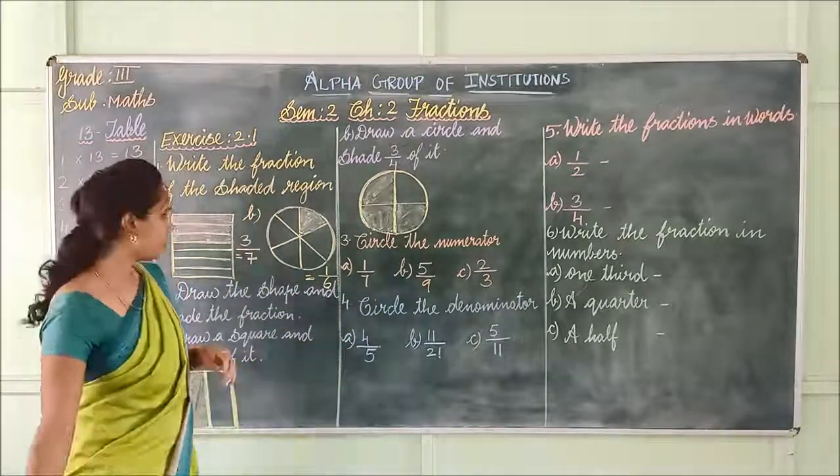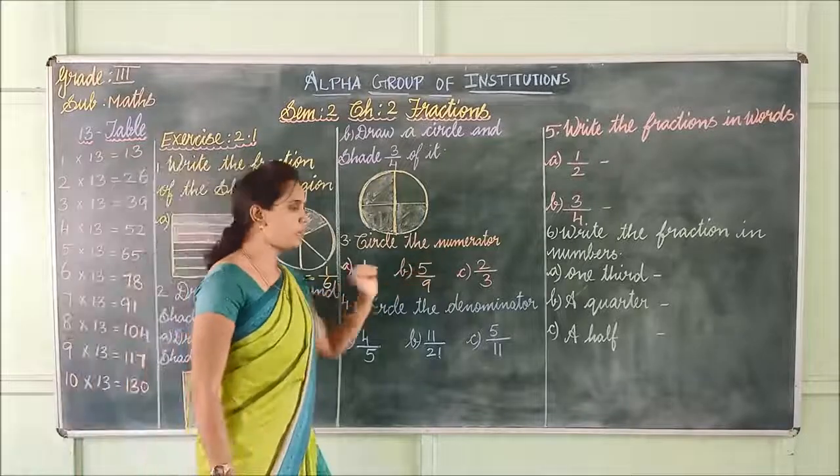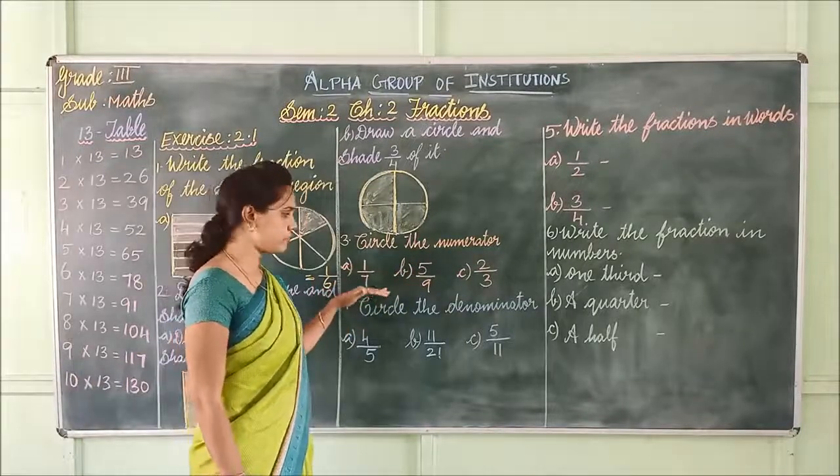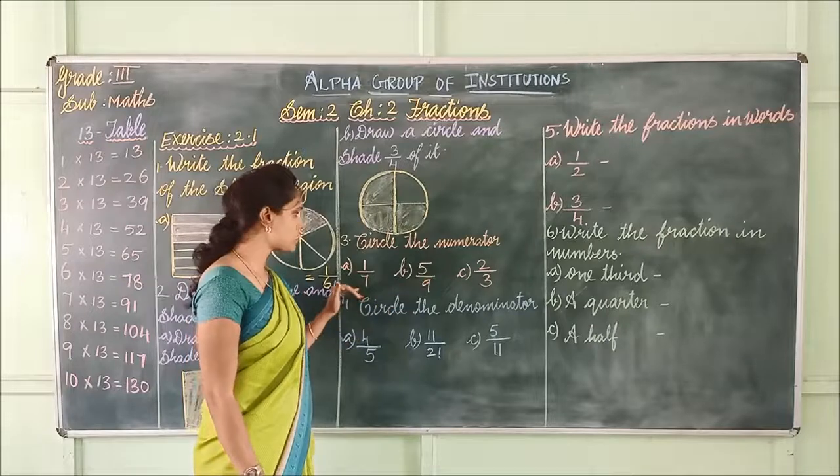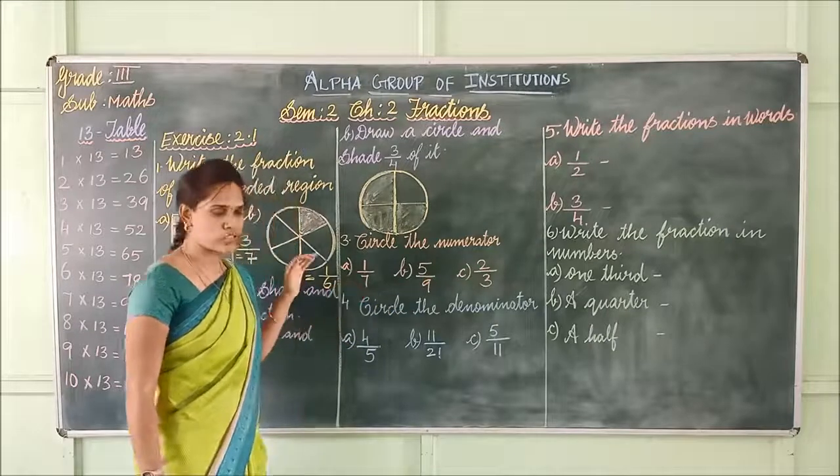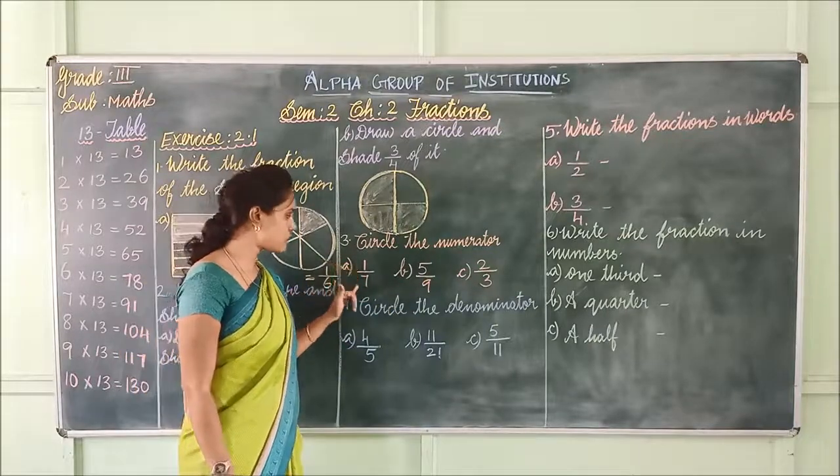The third problem is, see, circle the numerator. Here they have given the fraction. You have to circle the numerator. Which one is the numerator? Whether this number or this number?